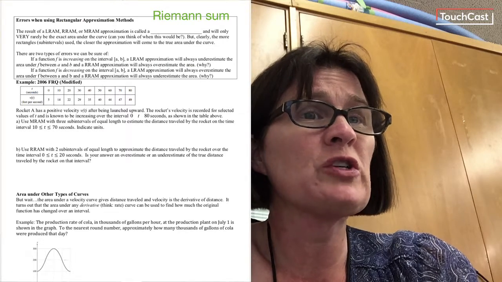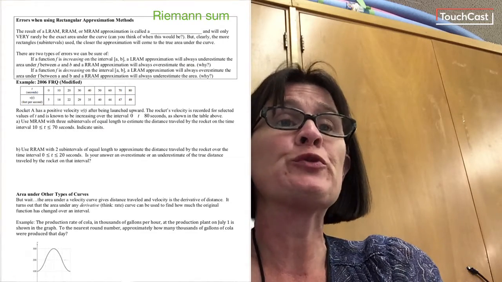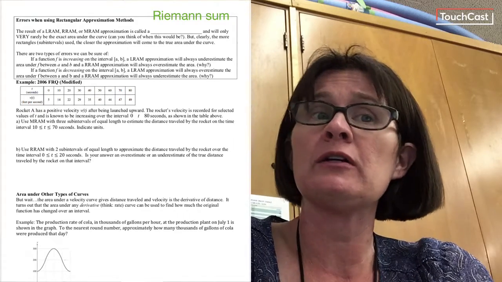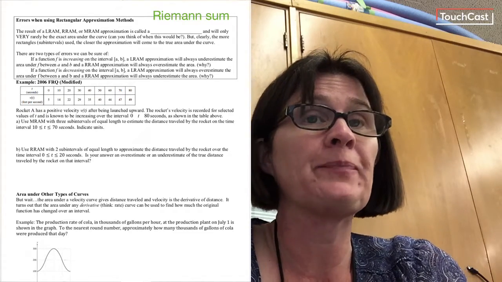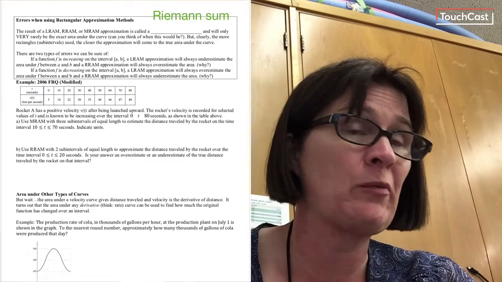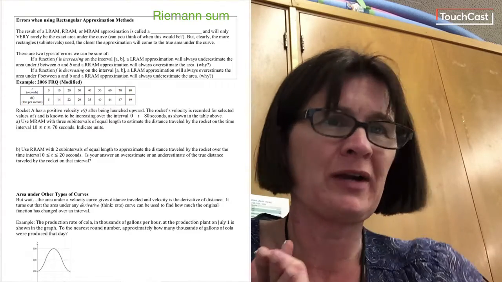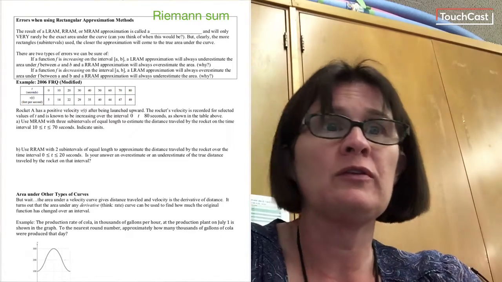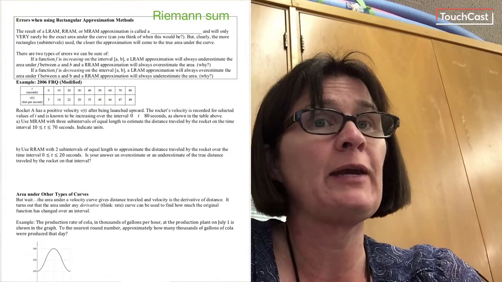So new important word for us, Riemann sum. Anytime you use rectangles to approximate area under a curve, we call that result a Riemann sum. Notice that includes LRAM, RRAM, MRAM, and any other kind of rectangles you might use. Although these are the 3 you would be expected to know for the AP test.